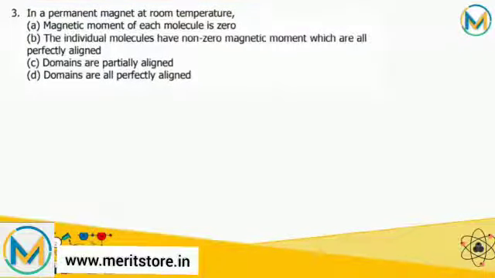In a permanent magnet at room temperature, the magnetic moment of each molecule is zero; or an individual molecule has a non-zero magnetic moment and they are all perfectly aligned; or domains are partially aligned; or domains are all perfectly aligned. So at room temperature, permanent magnets behave as ferromagnetic substances for a long period of time. At room temperature, the permanent magnet retains its ferromagnetic property for a long period of time.